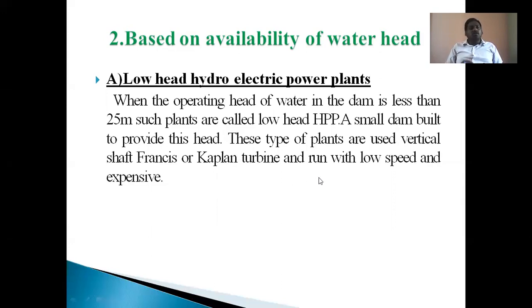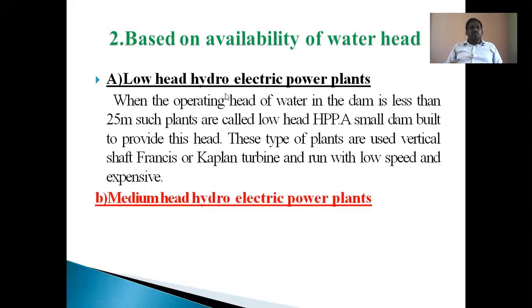These run at low speed, and finally the mechanical energy generated is also less, so electrical power generation is also less. But constructing a Francis or Kaplan turbine is not low cost. Those are very expensive. These are some of the drawbacks of low head hydroelectric power plants.